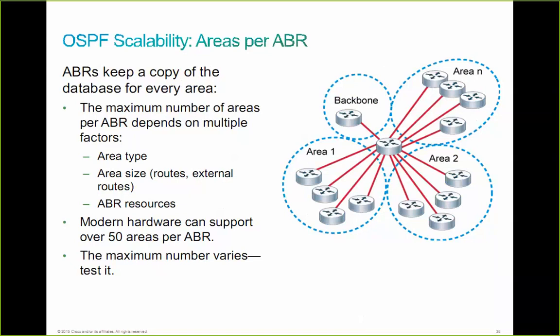All right. Placing an ABR in tens of areas simultaneously is no longer an issue for modern routers. Traditionally, in the past, we said, okay, let's maintain this number of areas on an ABR. That number was usually less than 5. But it's not so much of a concern today. All right.